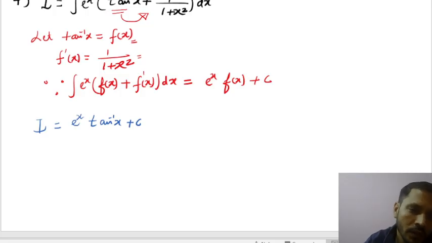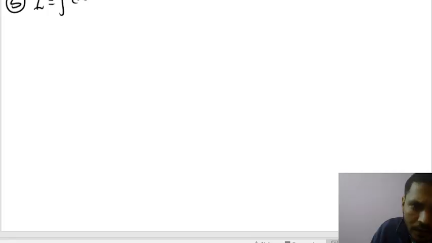One more question we will do. That is the last question for this concept. So what is that? Fifth one. Fifth one we have given I is equal to integrate what? Integrate x square plus 1 and e to the power x dx. And this is divided by x plus 1 whole square, right?